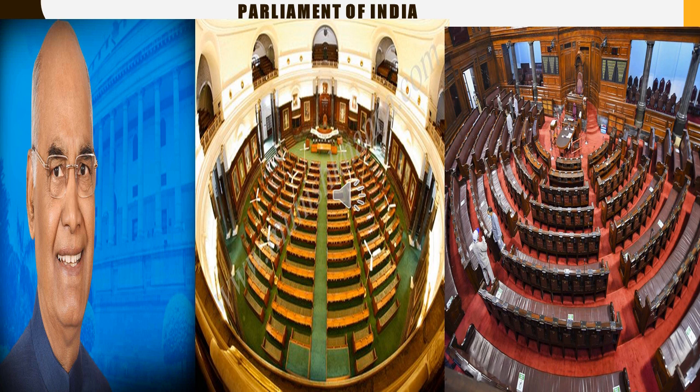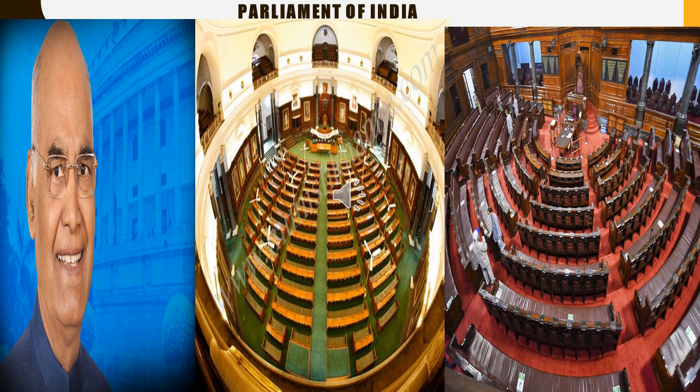Then the Lok Sabha is the lower house of the Parliament. It is also called the House of the People, because the members of the Lok Sabha are directly elected by the people of India. So the Parliament of India consists of three parts, that is the President, Rajya Sabha and Lok Sabha. So why is the President included as a part of Parliament?